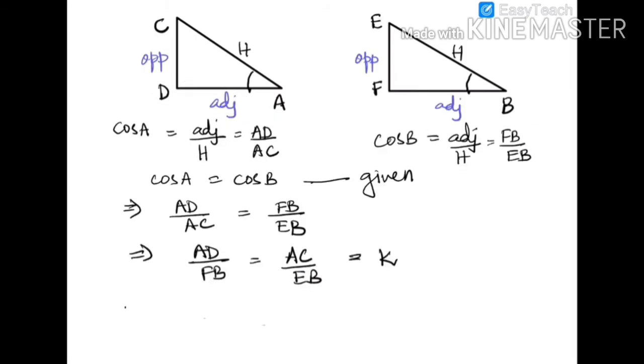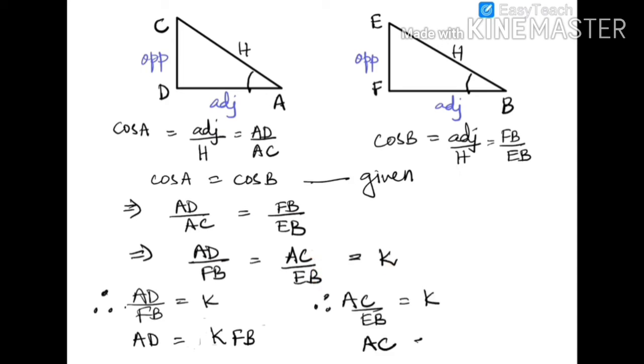Now let's go back to the previous step where we have equated these ratios as K. So taking each ratio individually, AD upon FB is equal to K. So we can write AD as K times FB. Similarly, if we equate AC upon EB equal to K, we can write AC as K times EB. Let's mark these as 1 and 2.